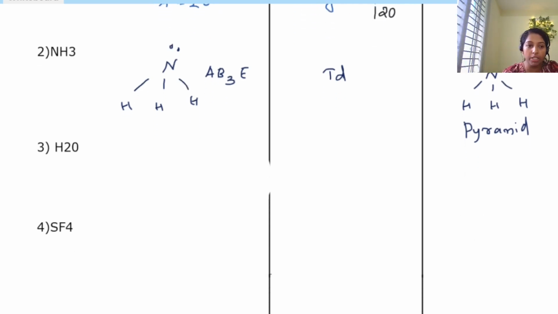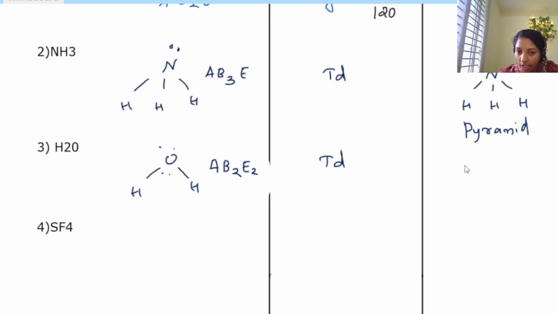Okay. Similarly, water. Water has oxygen, 2 hydrogens, and 2 lone pairs. So it is an AB2E2 molecule. Okay, AB2E2. See, all together again 4 electron clouds are there, so the electron geometry is tetrahedral.